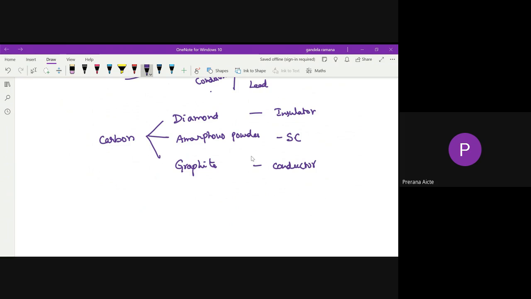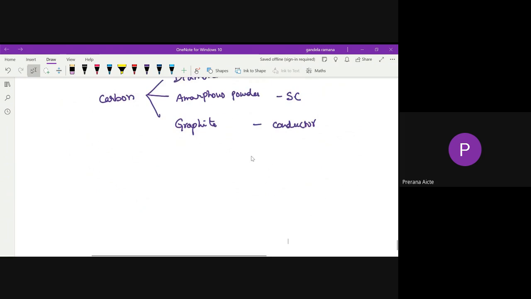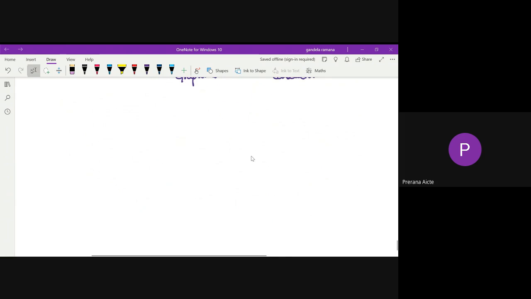Germanium and silicon are both used as semiconductors. Which one is popular? Silicon is more popular. Why? Because silicon has more temperature withstanding capacity and it is very easy to combine with oxygen.